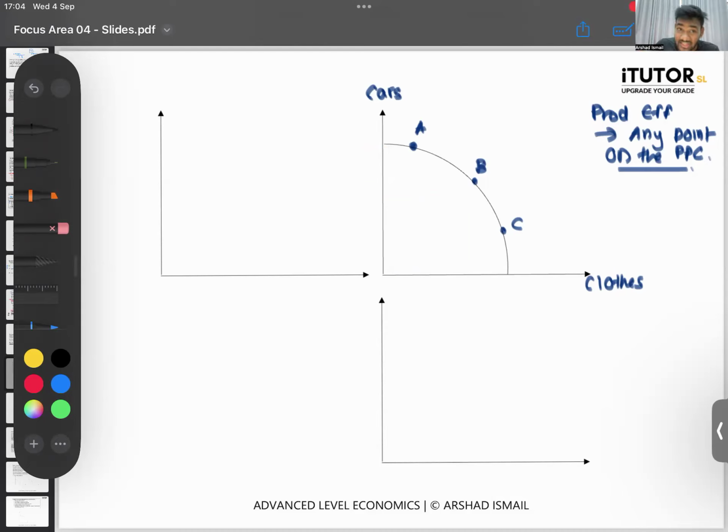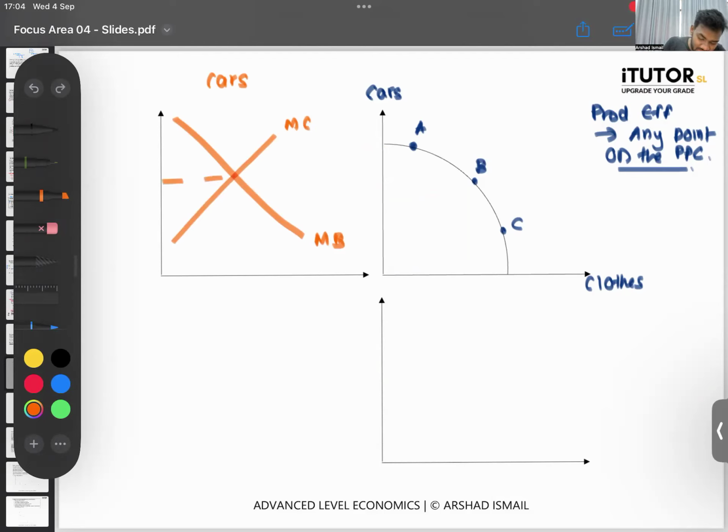So that is where these other two side graphs come in. Let's say this is the graph for cars. This is the marginal benefit curve for cars. This is the marginal cost curve for cars. Based on the marginal benefit and marginal cost, the ideal quantity of cars that has to be produced will be revealed. Remember, the condition for allocative efficiency is marginal cost should be equal to marginal benefit. So then you connect and draw a line here. Let's say the ideal level of cars we need is 1,000 cars.